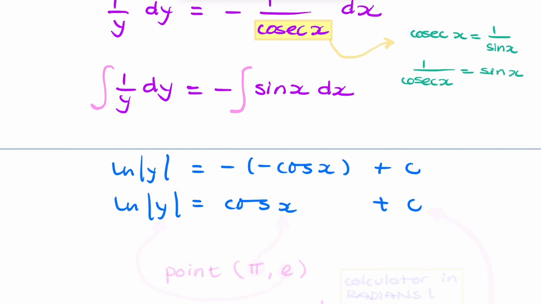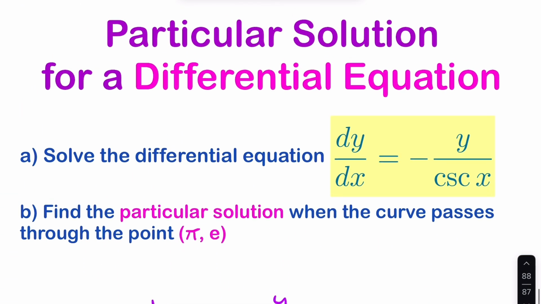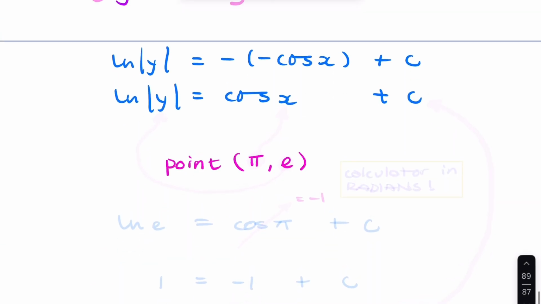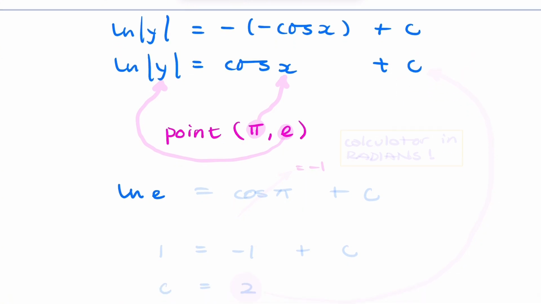But we don't know the value of the constant c, but we can find it because we know that the curve passes through the point (pi, e). So by substituting pi and e into x and y, I'm able to calculate the value of c. And if I know the value of c, my general solution becomes a particular solution. So I'm going to replace y with e, so ln e is cosine pi plus c.